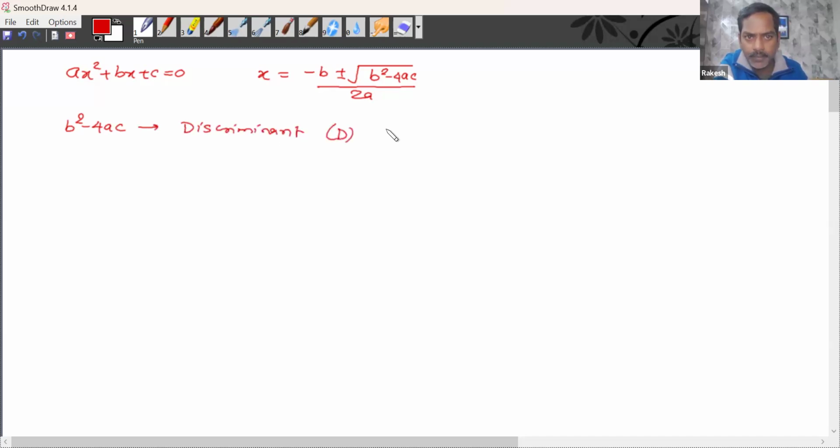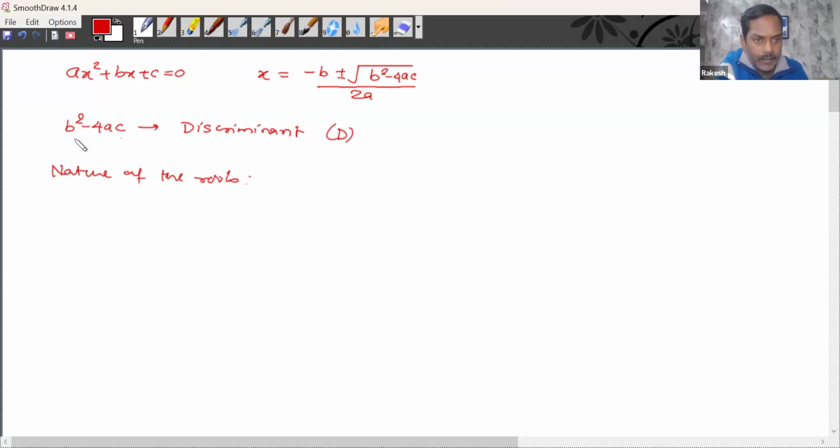Usually we denote it by capital D. Now, if I don't want to find the actual value of the root, I just want to find the nature of the roots, then I can easily identify it just by finding the discriminant.